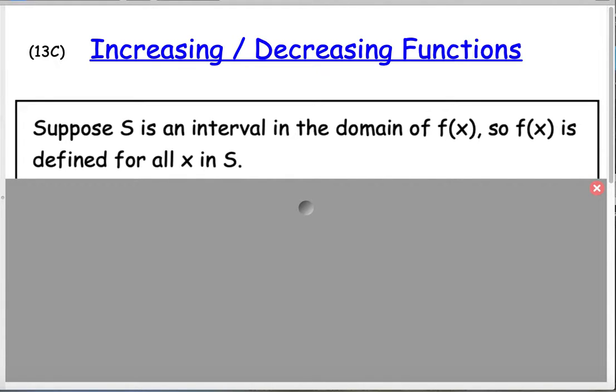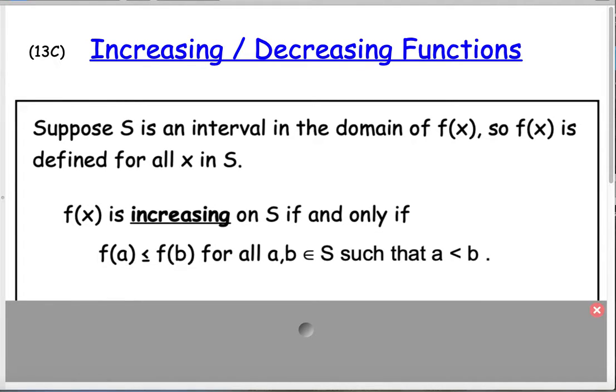So from a previous course, you might have already been told what it means for a function to be increasing or decreasing. So suppose S is some interval which is in the domain of our function, and that the function is defined for every value of x in that interval. Then we're going to say that our function is increasing on that interval if and only if f of a is less than or equal to f of b for all a and b which are elements of S, which means for all a and b that are in that interval such that a is less than b.